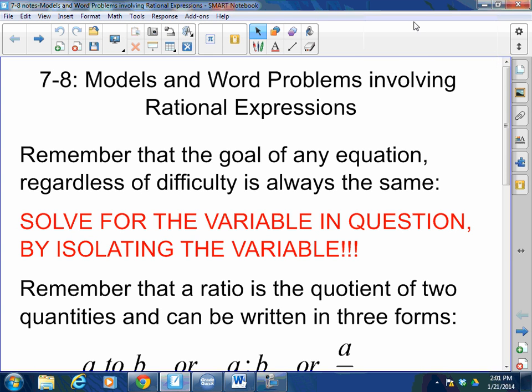How y'all doing today? Today, we are going to the place that you love the most: the land of word problems. Yes, rational expression word problems. Absolutely. And guess what? These are the ones that most people falter on the SAT.